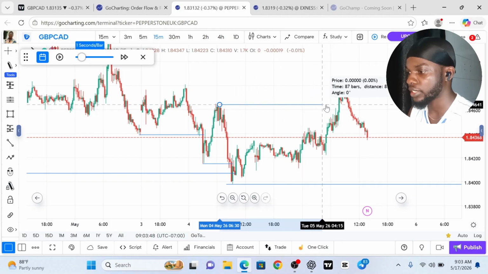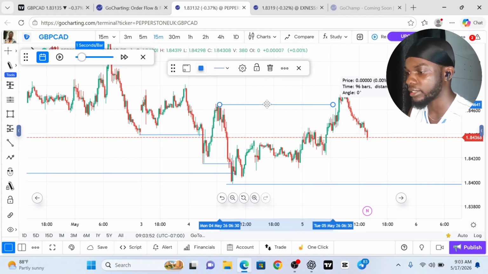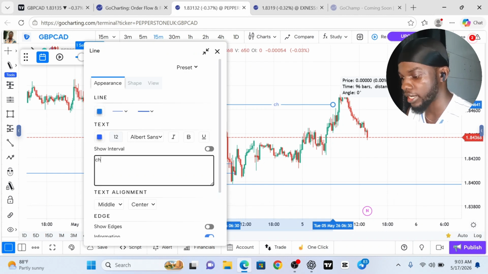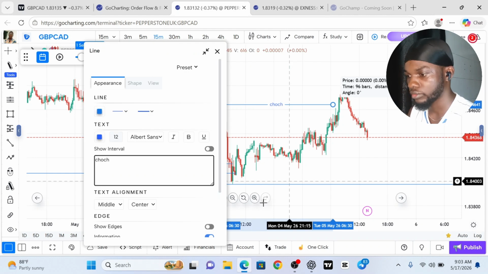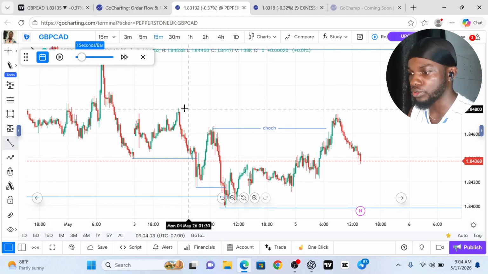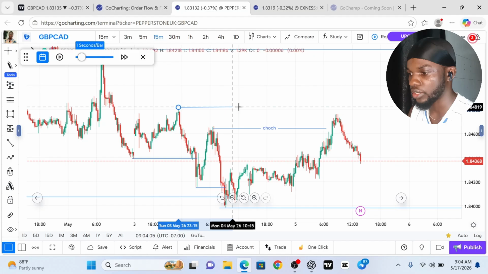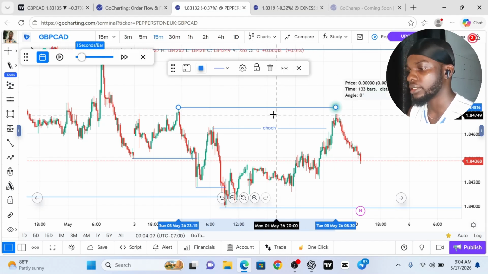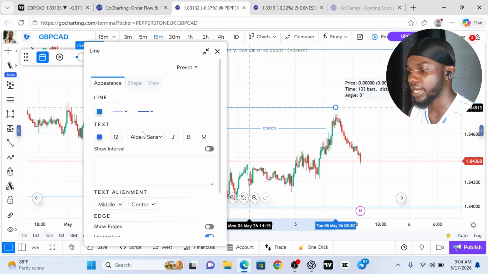So if this particular swing high is broken, this is where I'll mark my change of character right here. So here should be my change of character. Then what if this one is broken? This particular second break of structure is broken. What if this second one is broken? Then it will be my market structure shift, MSS.